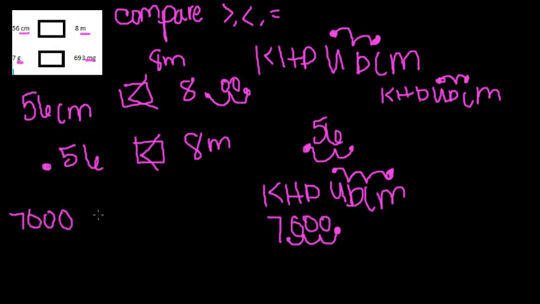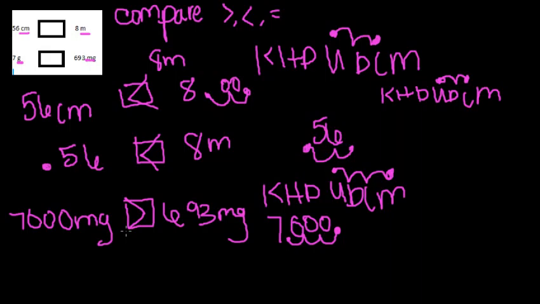So you have 7,000 milligrams compared to 693 milligrams. Okay, you can make the comparison very easily now. Yeah, it says 693. You can see that that one is larger than the 693.